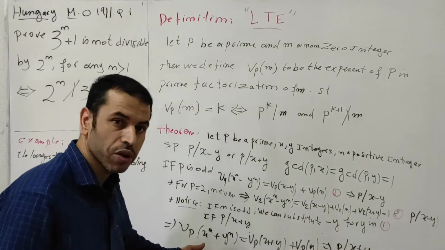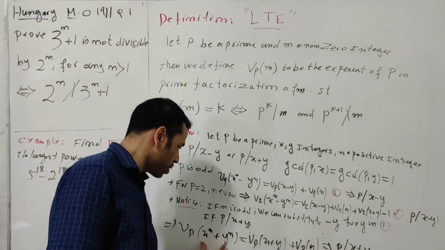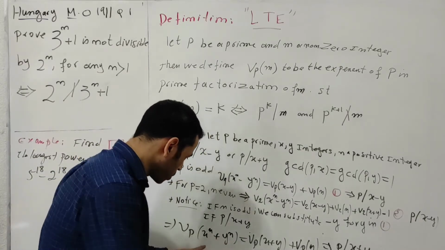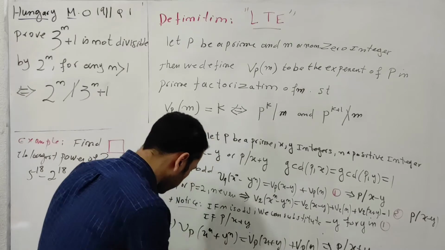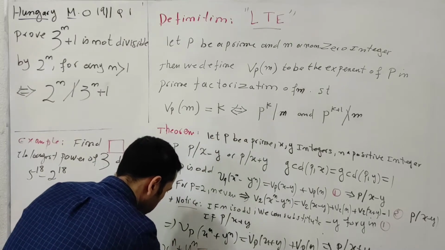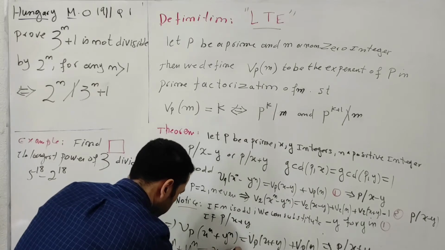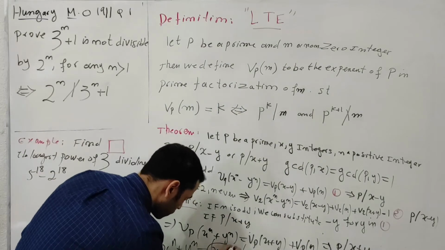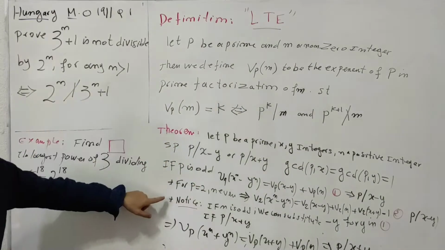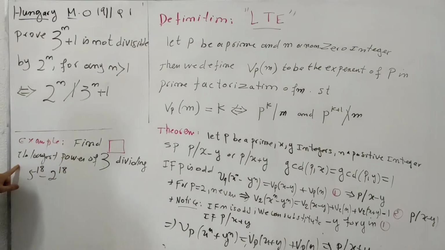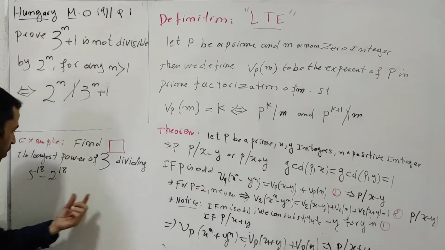Okay, because we need these two terms to be factorized, we need to write this in the form x^n + y^n equals (x + y) multiplied by something. Okay, we are looking for this. This is our goal. I'm going to support this with a concrete example. Let's take this as an example. We want to find the largest power of 3 dividing this number.